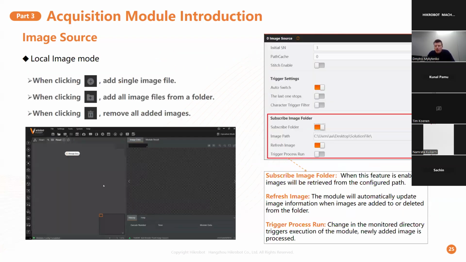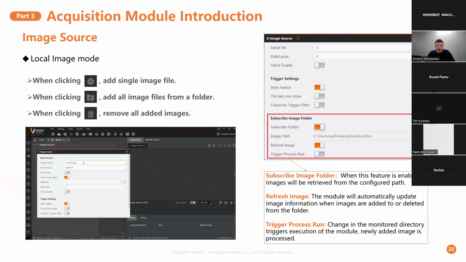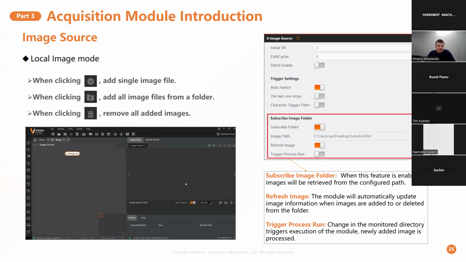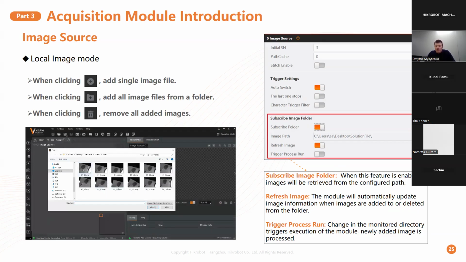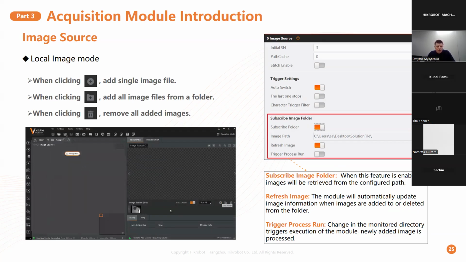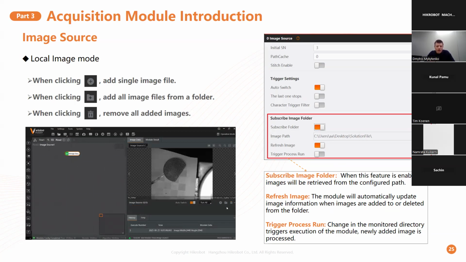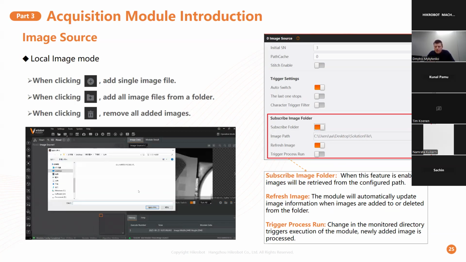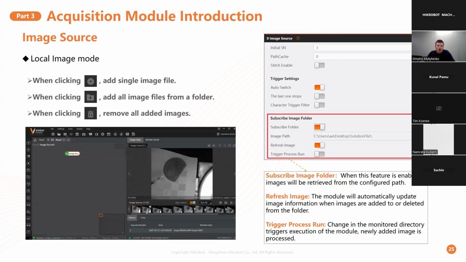The local image mode is useful during early development and algorithm prototyping. You can load images one by one or select an entire directory to load all images at once. This short video shows how images are loaded from files. The folder monitoring option updates the image list automatically and can trigger execution when new files appear.